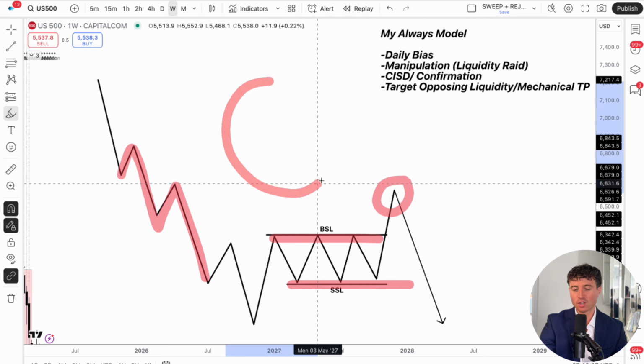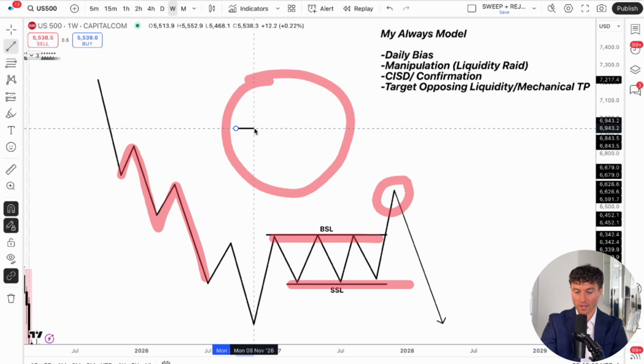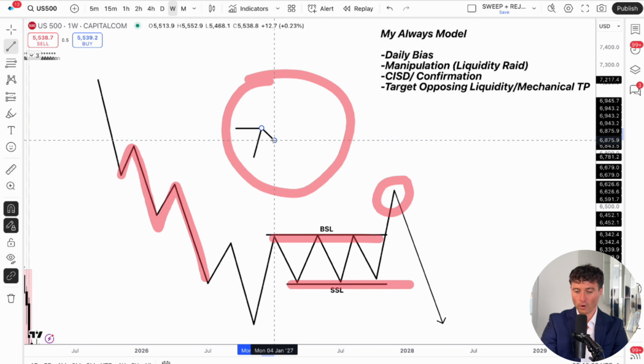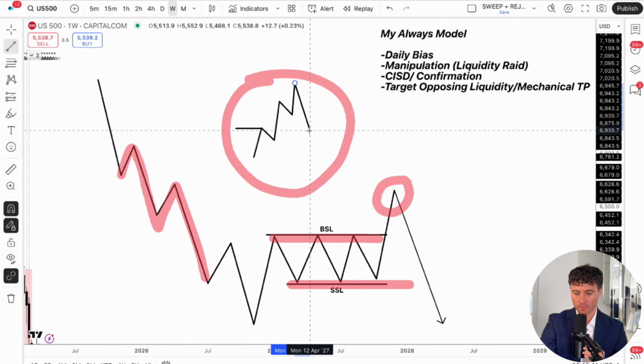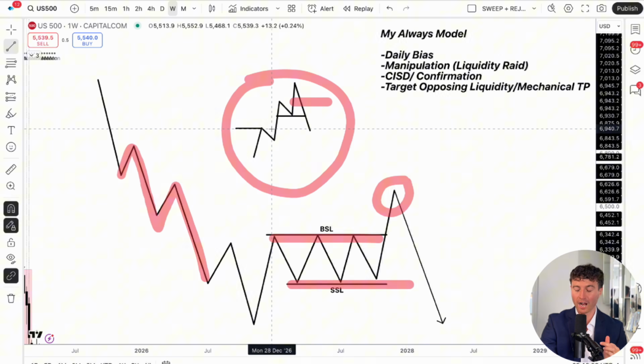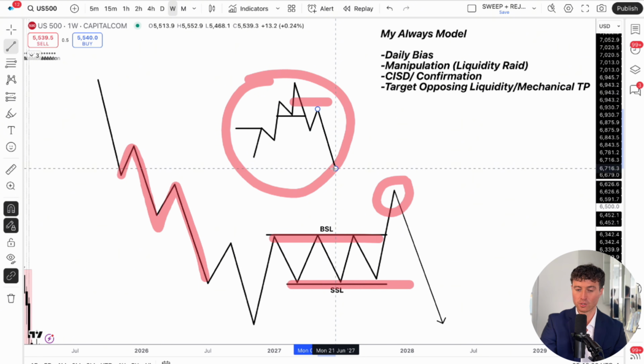Once we've seen the manipulation, this is what it's going to look like on the smaller time frames. So we've raided that buy side liquidity. You're then looking for a change in the state of delivery. This is when we break market structure to the downside. And if we inverse a bullish fair value gap, this will give us a higher probability setup. And then we can look at shorting this market to the downside.